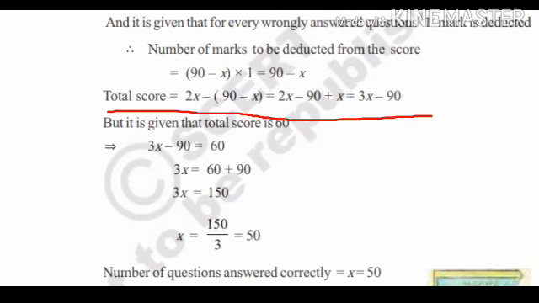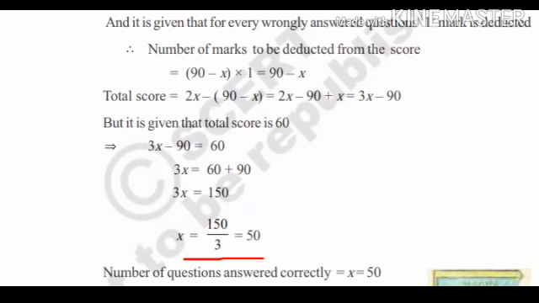Total score is equal to 2x minus bracket 90 minus x, that is 2x minus 90 plus x, that is, adding 2x and x, 3x minus 90. But it is given that the total score is 60. Therefore 3x minus 90 is equal to 60. Sending minus 90 to the right side of the equation, 3x is equal to 60 plus 90. 3x is equal to 150.